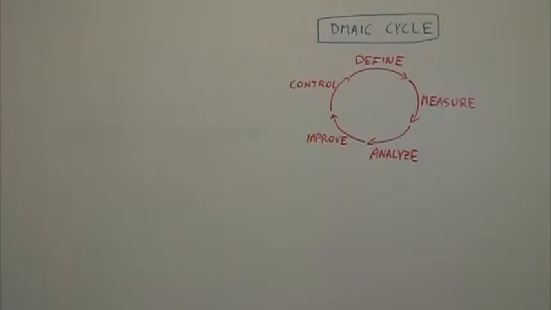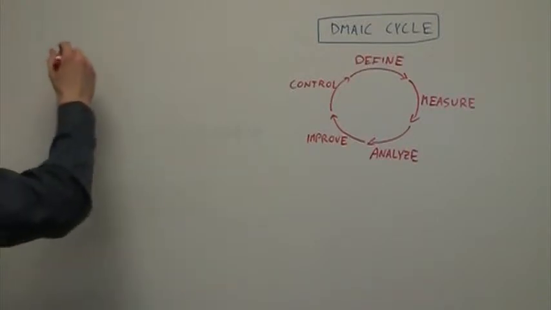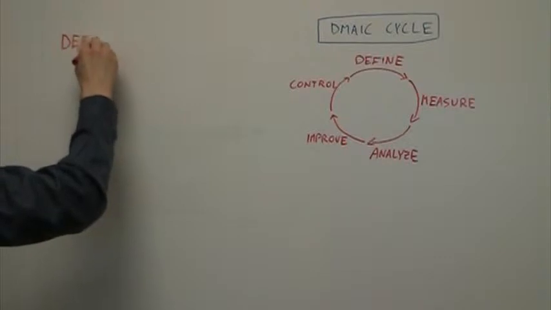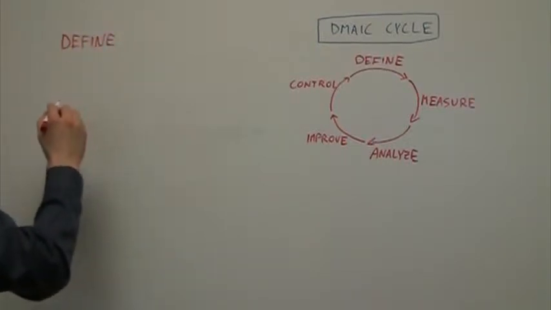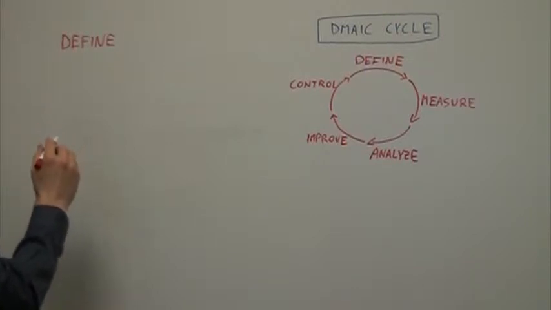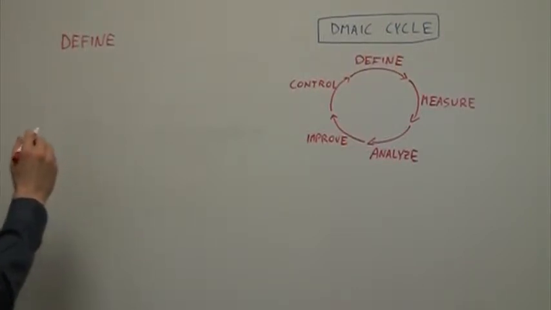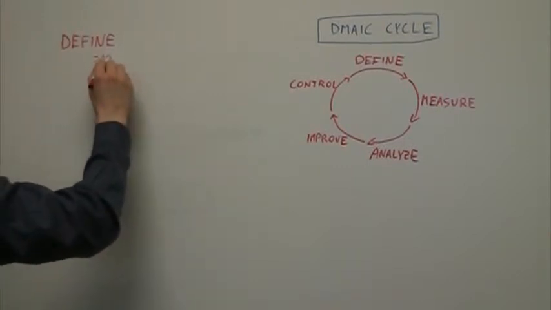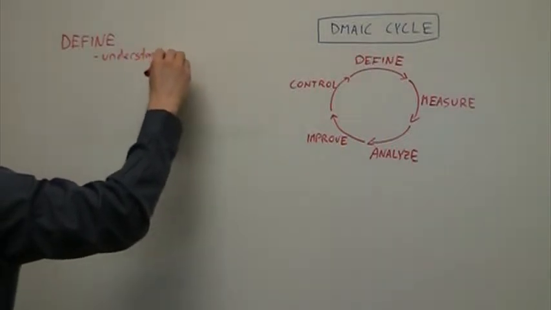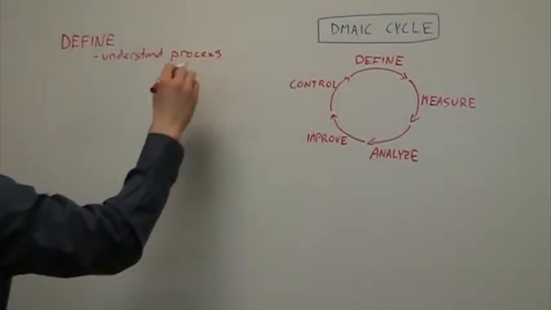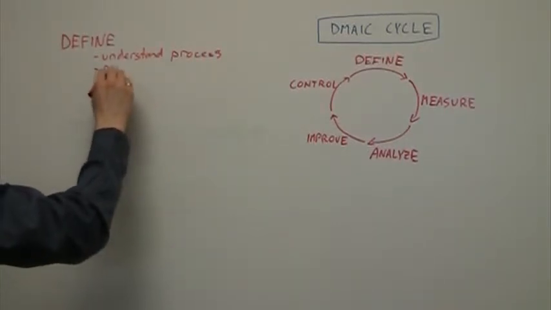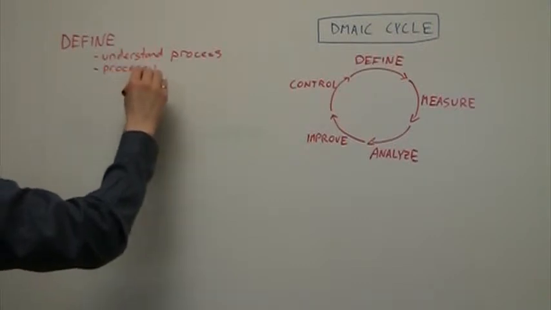So let's take a look at each phase of the DMAIC cycle. In define, which is the first phase, this is a stage that involves identifying a situation or problem. Since we are doing process improvement, this means that we are seeking to understand our process. So this will likely involve some process maps, also known as flow maps.